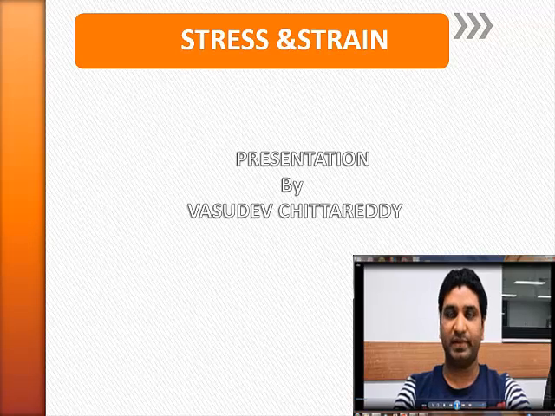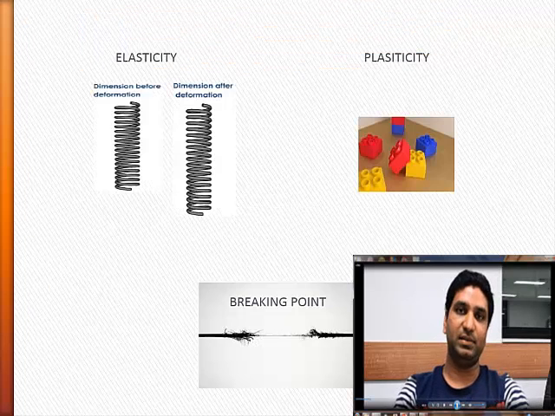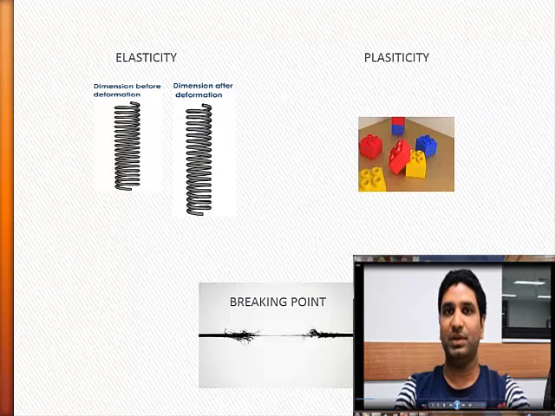Before talking about stress and strain, I would like to introduce three main properties of any material, which are elasticity, plasticity and a breaking point. So what is elasticity? Elasticity is the tendency of solid material to regain its shape and size.